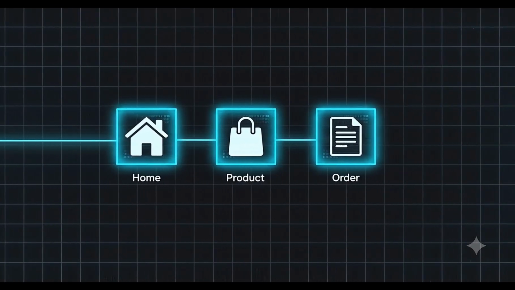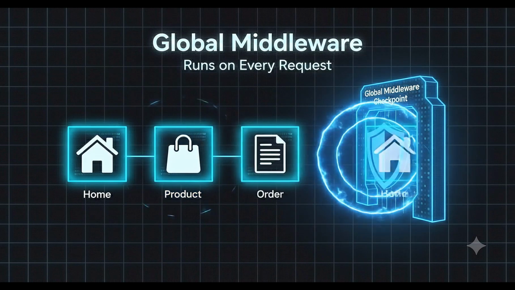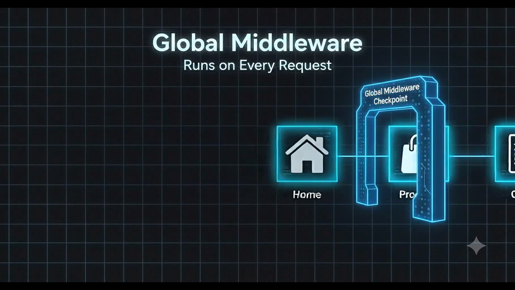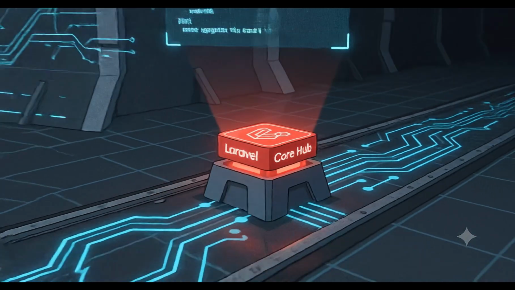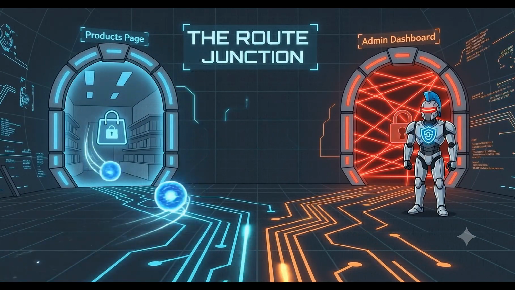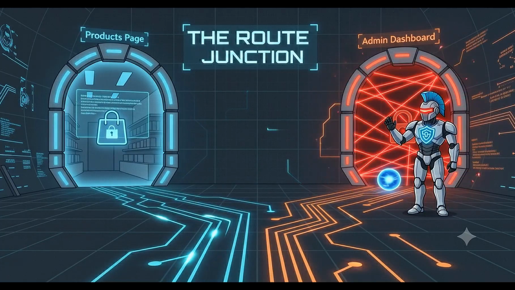Global Middleware runs for every incoming request. No matter which page a user visits, Laravel executes this middleware automatically. Route Middleware is attached to specific routes. It only runs when a user accesses that particular route.